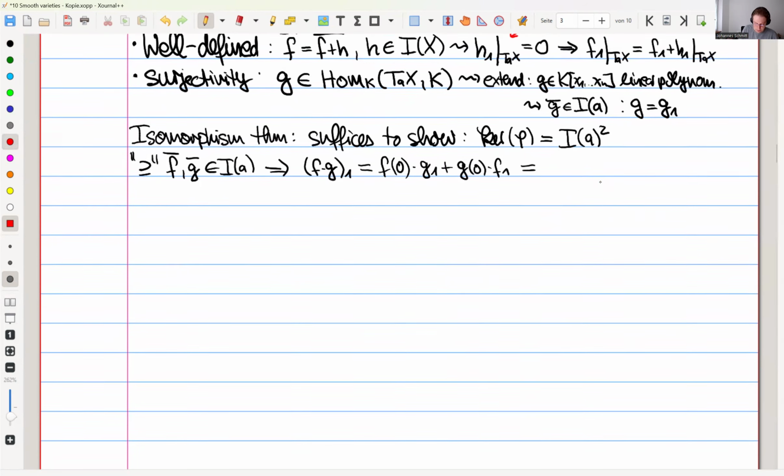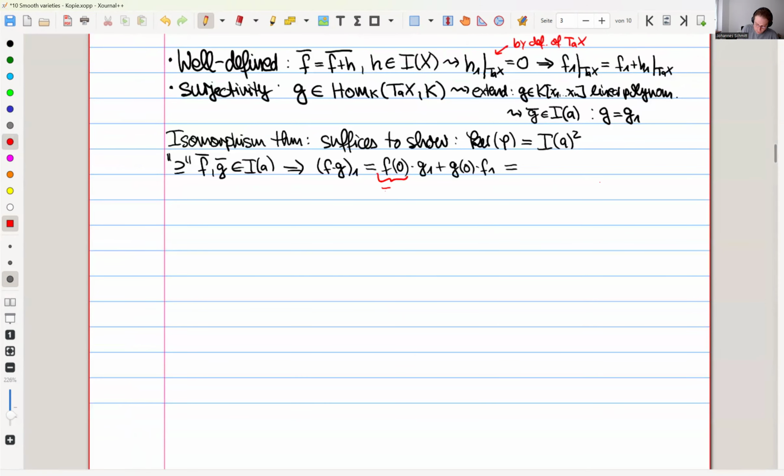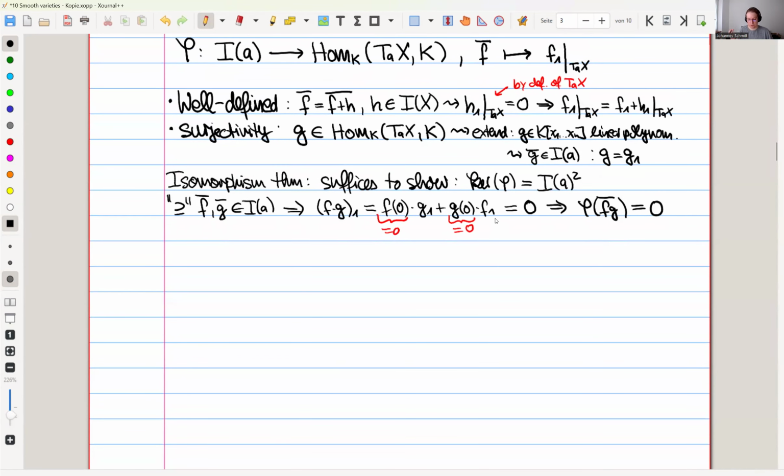But, well, F and G vanish at the origin. So this means this here is 0, this here is 0. And so this whole sum is actually 0, even before restricting it to the tangent space. And so clearly phi of FG bar is equal to 0. This shows anything in I(A) squared is in the kernel. This comes kind of from the fact that if you take two things vanishing at the origin, you take that product, then there's no linear terms which survive.